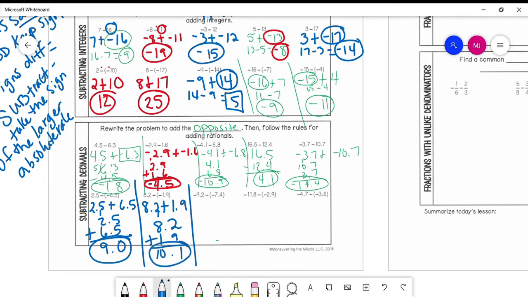However, this one starts with that negative. Keep it, add. Signs are opposite, they're different from each other, so let's find the difference between these values. Can't take 4 from 2, so let's borrow. This is bigger and this is negative, so it should be a negative 1.8.